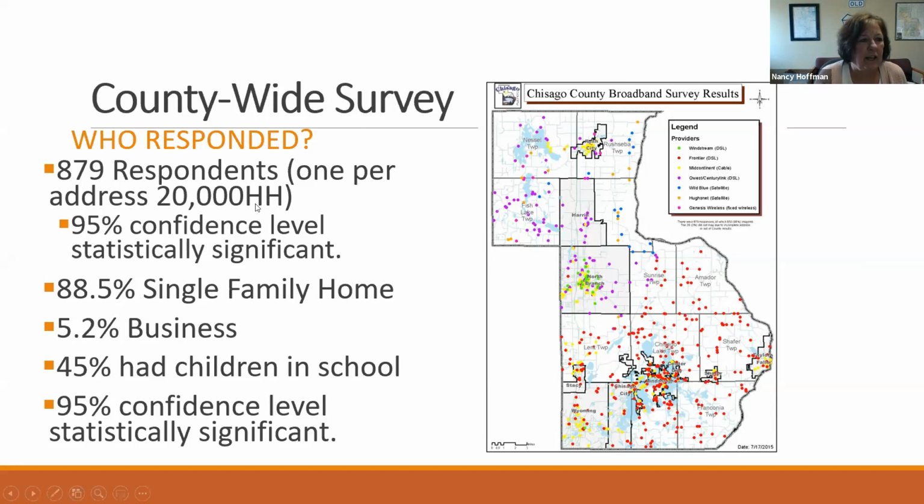And you can see to the right, that is one of the maps that was created, the one we probably use the most. And what this is showing is who is your provider. So the red dots are Frontier, the purple are CenturyLink, yellow is Mid-Continent, and then there were a few others, mostly satellite companies.